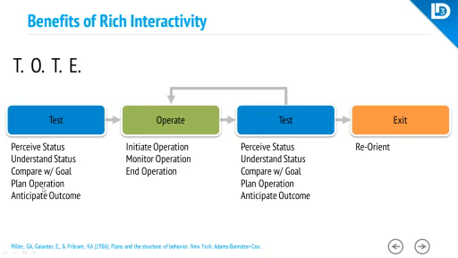And this is done through the help of anticipating the outcome, because I have an expectation as to what is the outcome of my planned operation. So this model here looked so trivial, right? Oh yeah, it's test, operate, test, and exit. Yeah, how much easier can it get? But if you look at what is involved in each one of those four main steps, it's quite involved. And what I try to show is that rich interactivity can help with all of those steps here in this model.